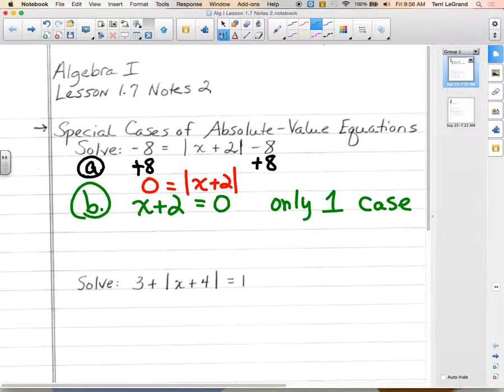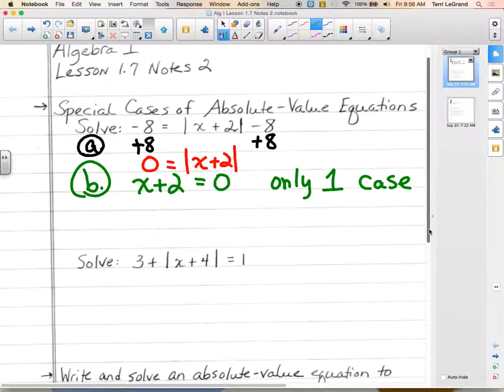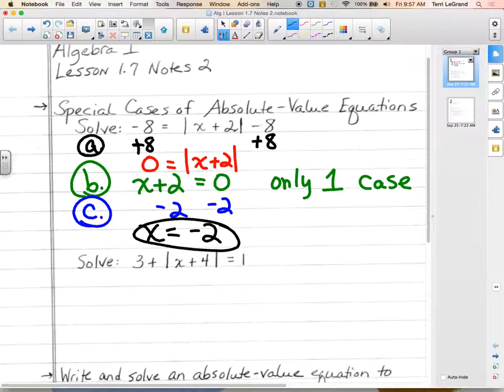That's 0 itself. Okay, so now we're ready to move into, yesterday we didn't identify it this way, but let's do it starting today. C. Step C is solve it. So what are we going to do to solve this? Subtract 2 from both sides, and we will have our one and only solution this time. It is negative 2. In other words, it's the only number that would make that equation true.